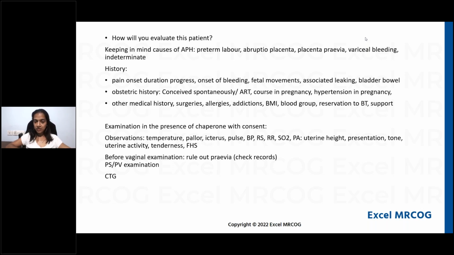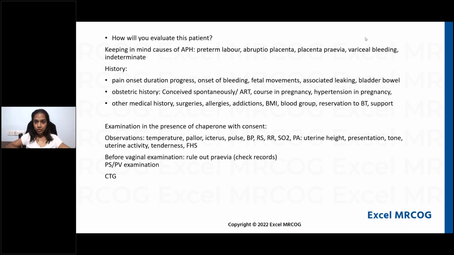Abruption, one of the major causes of abruption is PET. Okay, then other medical history, surgeries, allergies, addictions, BMI, blood group, reservation, which are other history which you would anyway ask for. Examination in the presence of chaperone with consent. Observations, you would like to take her temperature. These are the things that you would like to say. What are the things that you would like to examine?